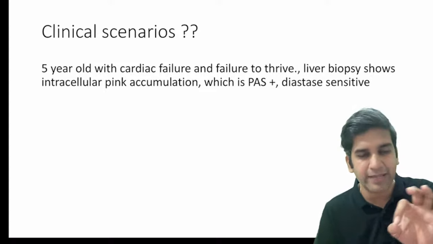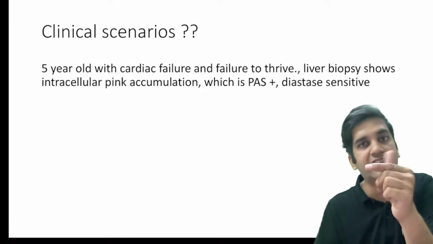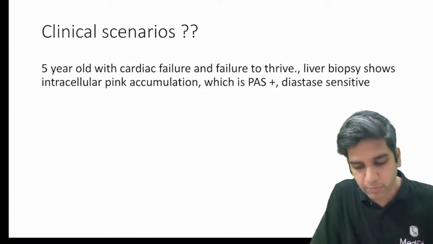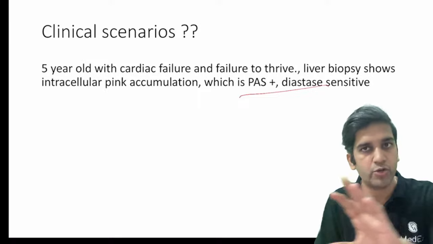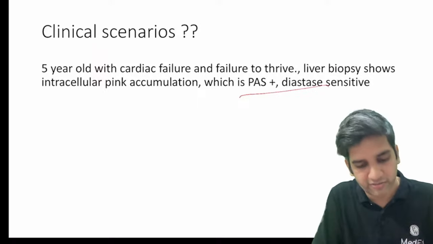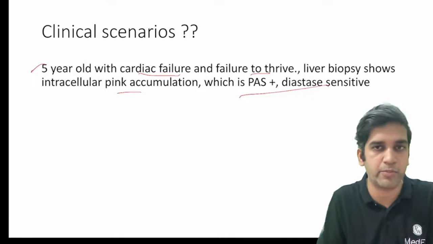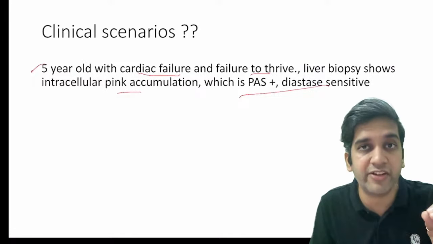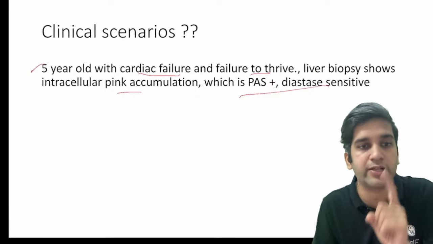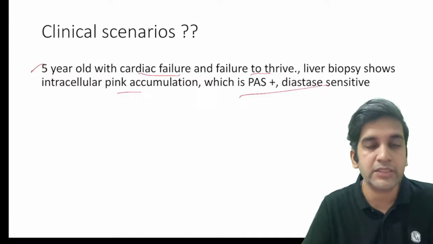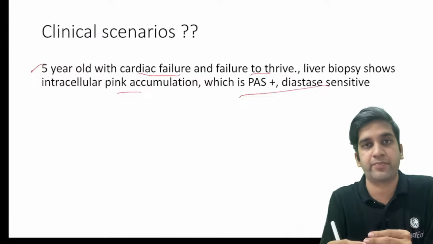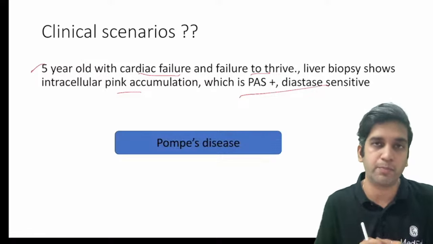Next. Same thing. What I've done here is I've changed the clinical scenario. It's the same PAS positive, diastase sensitive, so by default it's glycogen. Here the 5-year-old has cardiac failure and failure to thrive and the liver biopsy shows accumulation. A patient presenting with cardiac failure and a glycogen storage disorder. What's the diagnosis? See, this is how clinical scenarios play. It's the same glycogen, you think of Pompe's disease, right?